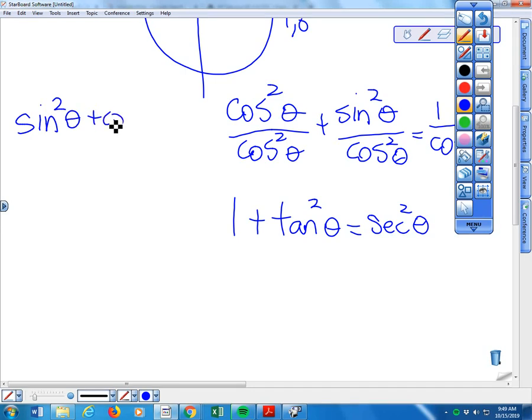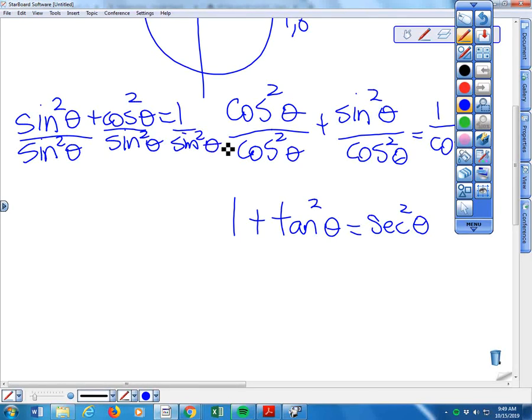Then I can also, if I start with this, divide everything by sine squared. I get 1 plus cotangent squared equals cosecant squared. Okay, so I've proven all three of these then.